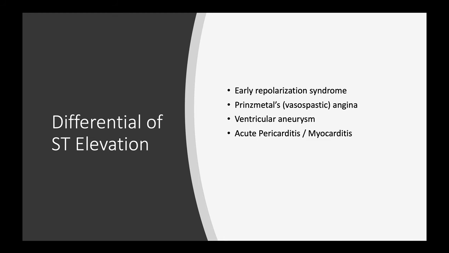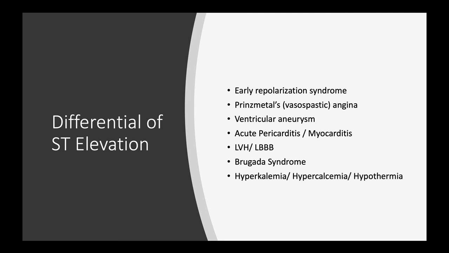Acute pericarditis, acute myocarditis, these can all present as ST elevation. Left ventricular hypertrophy, or a patient who has a pre-existing left bundle branch block can have ST elevations on their ECG. And the Brugada syndrome also causes an ST elevation. Electrolyte imbalances, hyperkalemia, hypercalcemia, hypothermia with the J waves or the Osborn waves can all confuse you with the ST elevation.